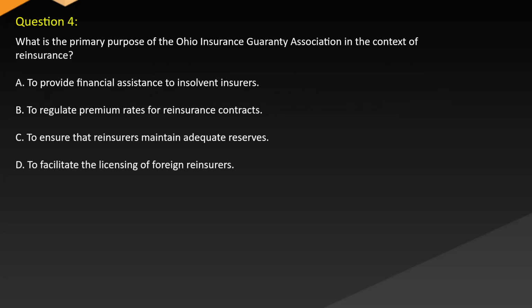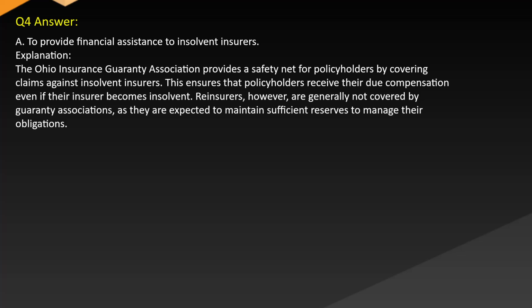Question 4. What is the primary purpose of the Ohio Insurance Guarantee Association in the context of reinsurance? A. To provide financial assistance to insolvent insurers. B. To regulate premium rates for reinsurance contracts. C. To ensure that reinsurers maintain adequate reserves. D. To facilitate the licensing of foreign reinsurers. Answer: A. To provide financial assistance to insolvent insurers.